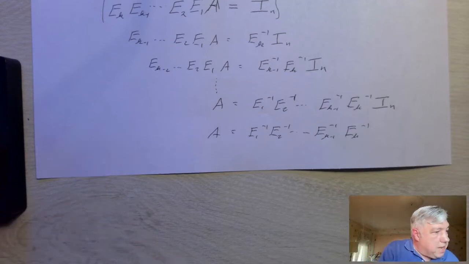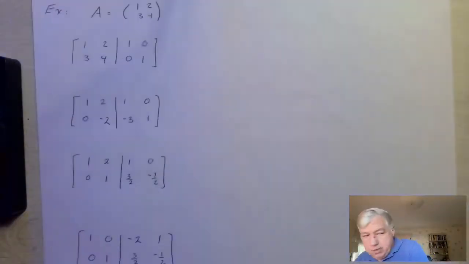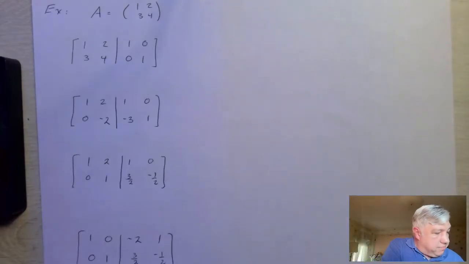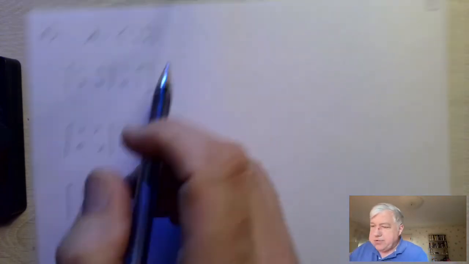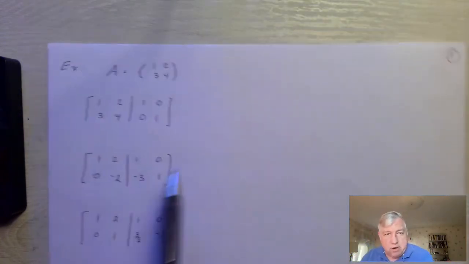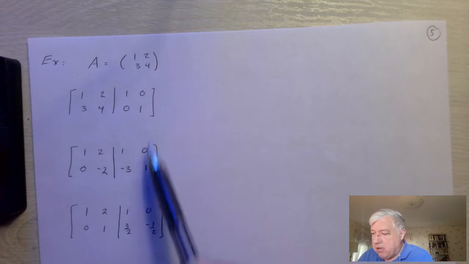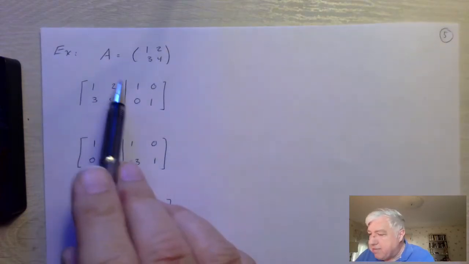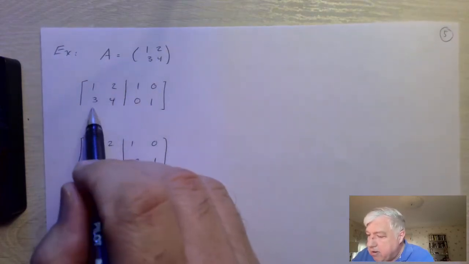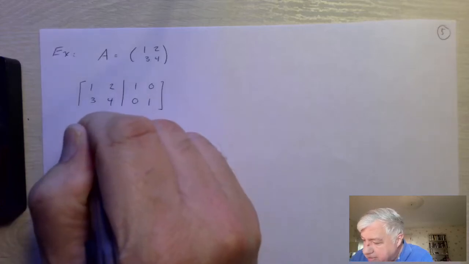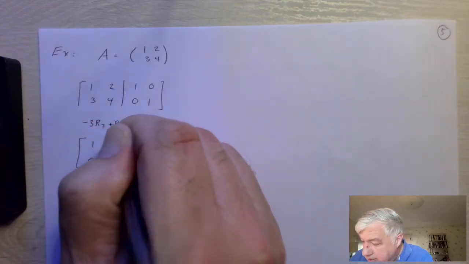So maybe just skip ahead to page 5 here and just show you how this went. Let's say when we wanted to find the inverse of the matrix 1, 2, 3, 4, we did the following operations, right? We first set A and I here, and then we wanted to get rid of this 3, so we had minus 3R2 plus R1.